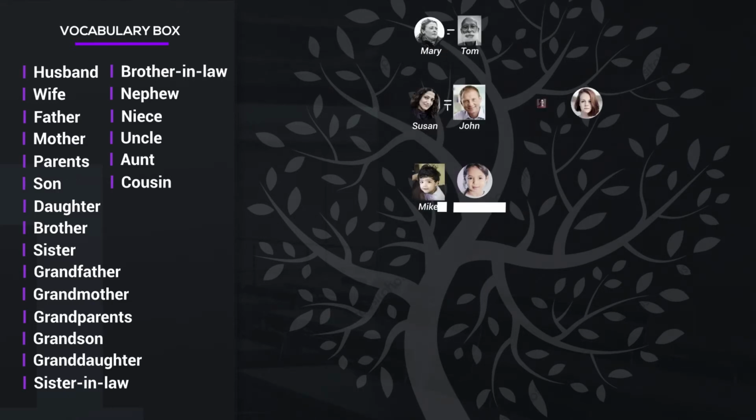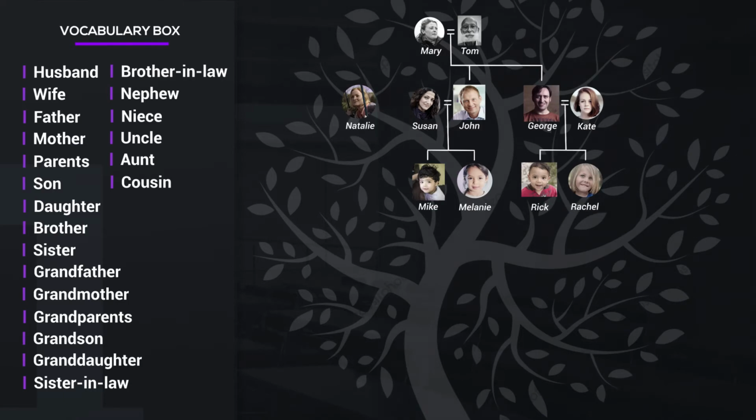Here it is. Use this family tree to finish the following sentences. Let's do number 1 together. Number 1, Melanie is John's blank.